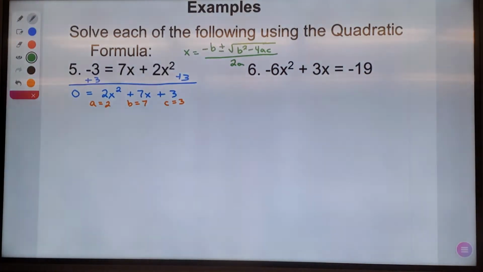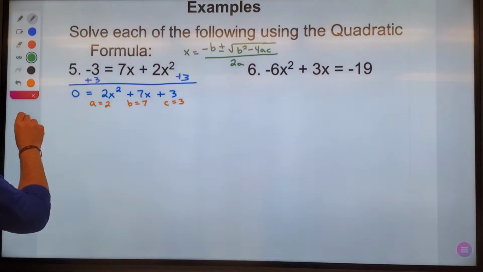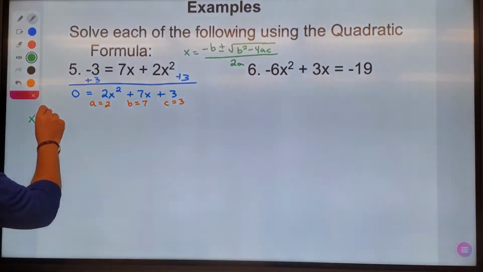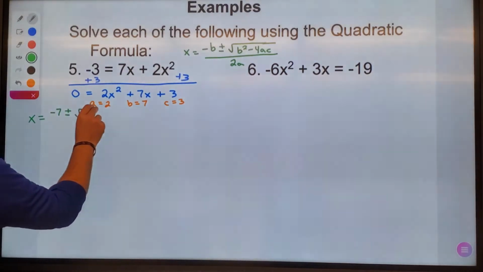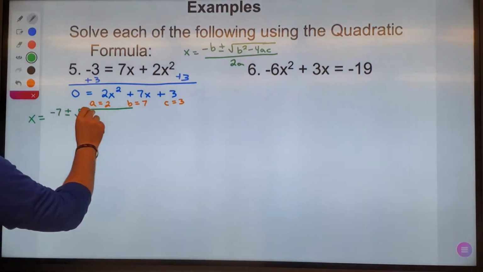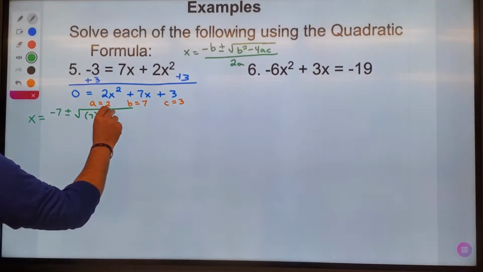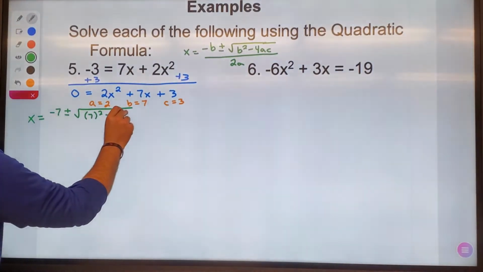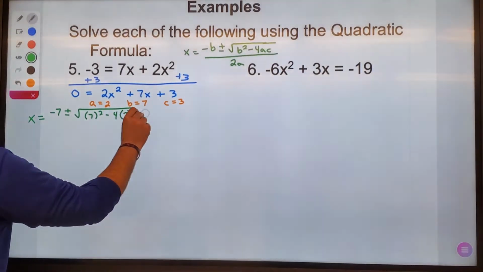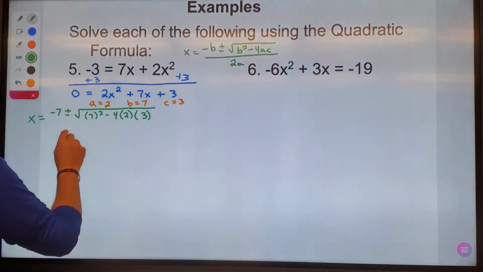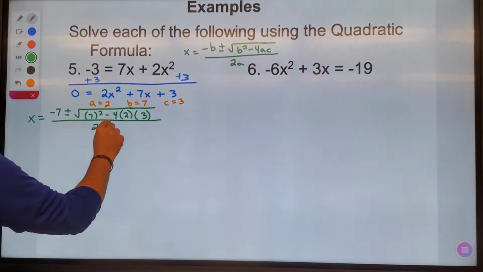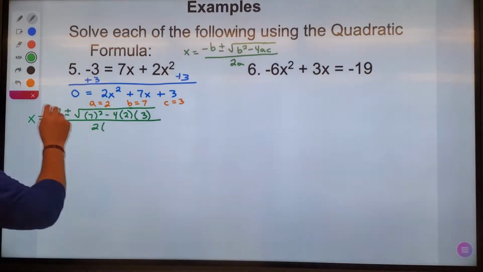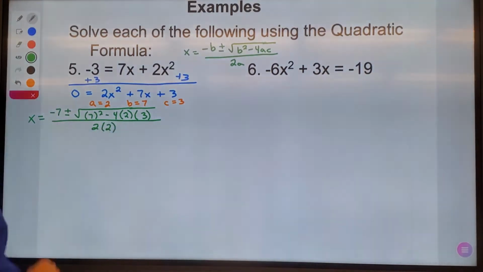And then again, going ahead and plugging in then. So we have x equals, the opposite of 7 is negative 7, plus or minus the square root, 7 squared, minus 4 times the value of a, times the value of c, all over 2 times that 2 value of a. Let's fix that 2 there. There we go.